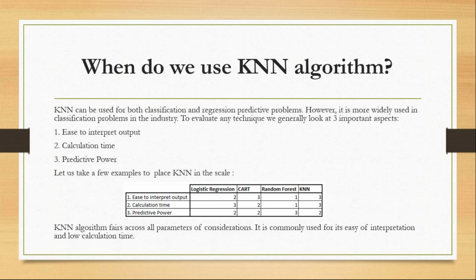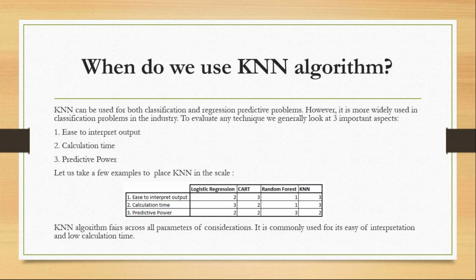So mainly, as I said earlier, KNN is used for classification problems. For a regression problem, it can be used as well. The only difference is that in classification we take the vote of the nearest neighbors, and in regression we take the average of the nearest neighbors. Apart from that, both of them have the same algorithm.